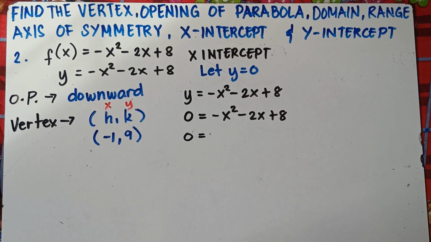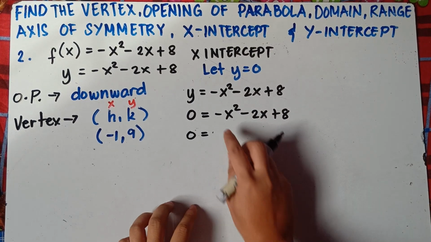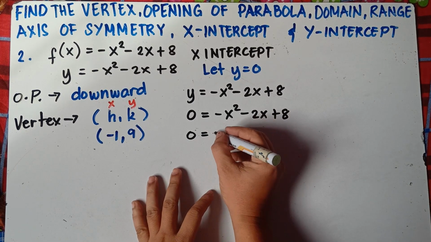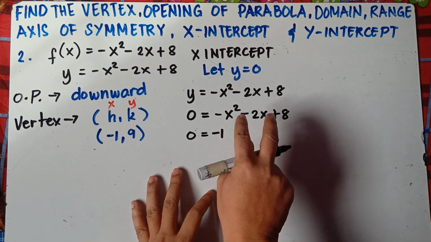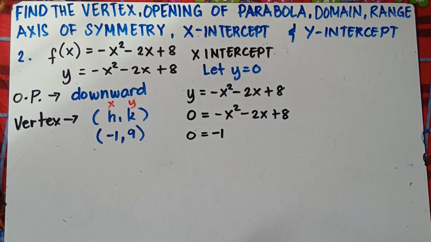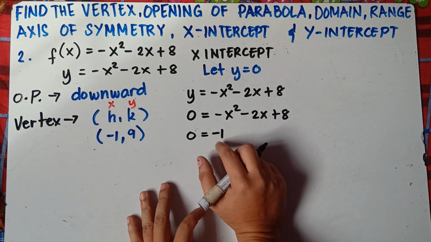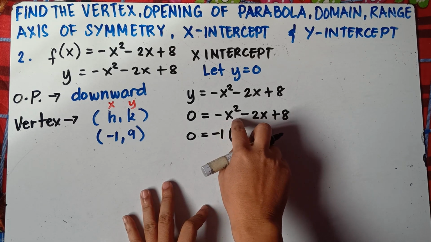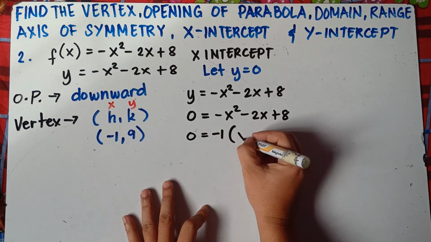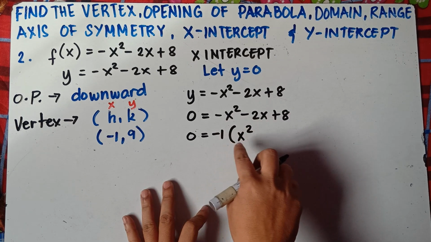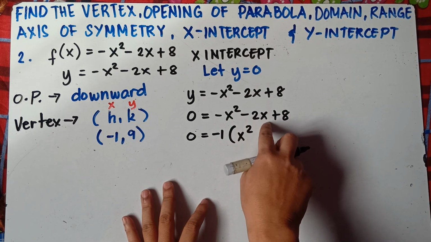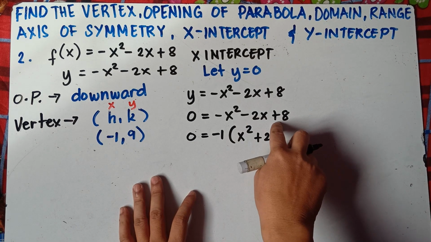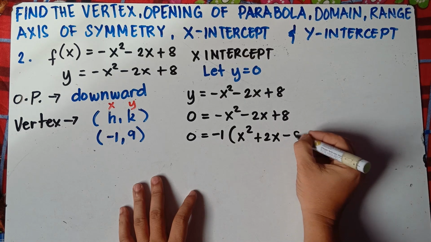Now, to find the x-intercept, class, we need to do the factoring. Since we have a negative x squared, we need to factor this out by negative 1, because it's hard for us to factor if you have a negative x squared. Negative x squared divided by negative 1 is positive x squared. Negative divided by negative is positive. Negative 2x divided by negative 1 is positive 2x. Positive 8 divided by negative 1 is negative 8.